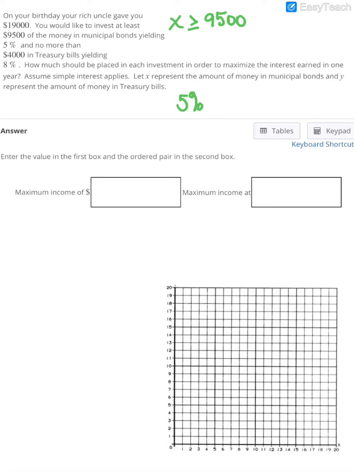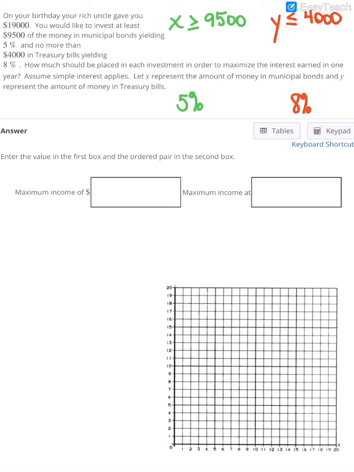And then it says that I want to invest no more than $4,000. So I'll let Y represent that next investment, which is Treasury bills. No more than $4,000 would mean less than or equal to $4,000. And it says those are going to yield 8%.